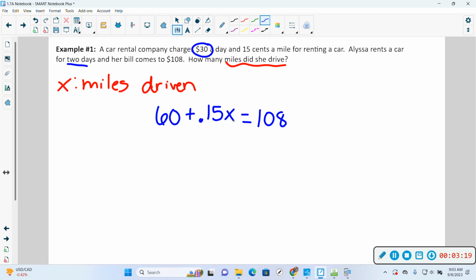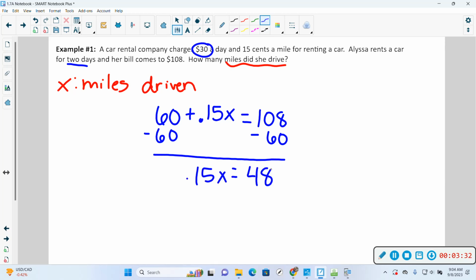So, word problem, not too bad of an equation to solve. We can handle this. I'm going to subtract 60 off of each side. And then divide by 0.15, of course. We got it. And our final answer is, punch it in, what do you got? Somebody, anybody? 320, and I'm going to get fancy and throw a label on it. Miles.